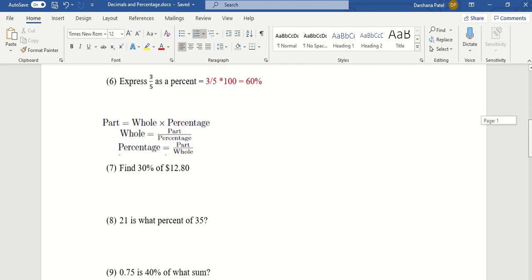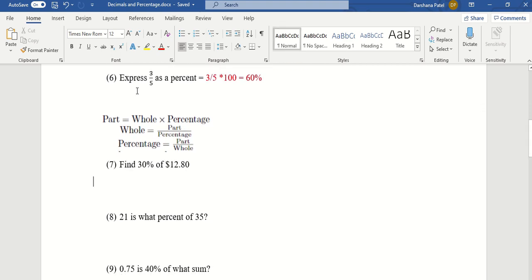Part equals whole times percent. So let's look at here. It says find 30% of 12.80. So now we need to find a part, 30% from 12.80. So we do 12.80 times 30%. 30% as a decimal is 0.30. So we do 12.80 times 0.30. And as I said, you are allowed to use adding, subtracting, multiplying, and dividing in a calculator. So now if I do 12.8 times 0.3, we should get 3.84.